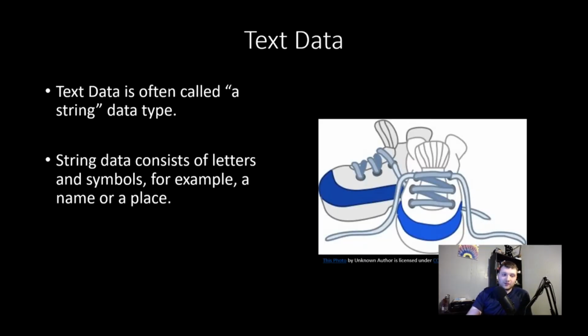So text data is the first type of data that we're going to mess with, right? Text data is often called a string. You see I have a picture of shoestrings here, right? That drives me nuts because I want to tie this shoe more than anything in the whole world. So we'll say that a text data type is often called a string. It's referred to as a string.